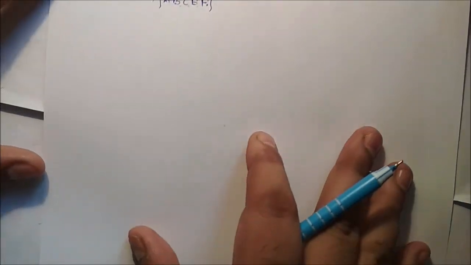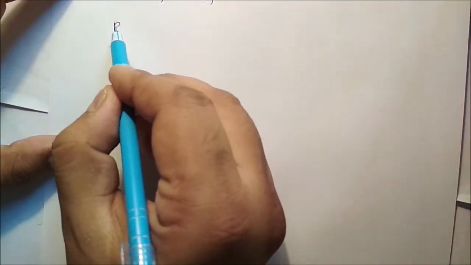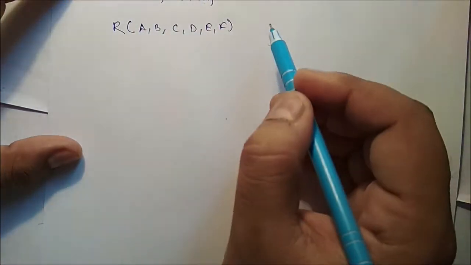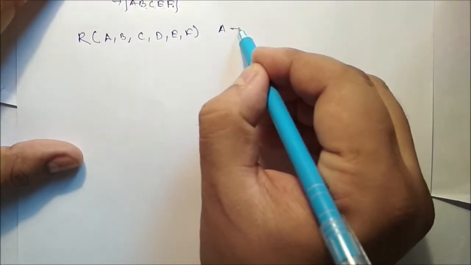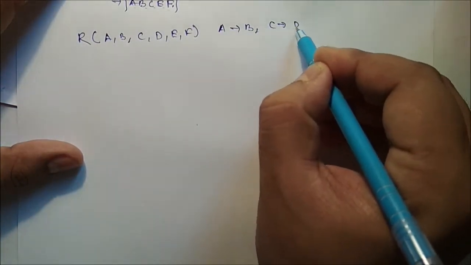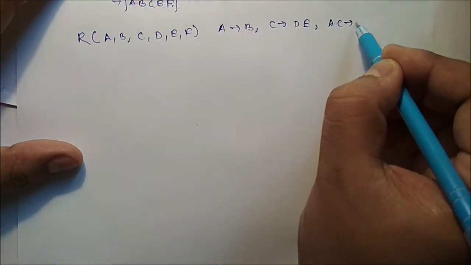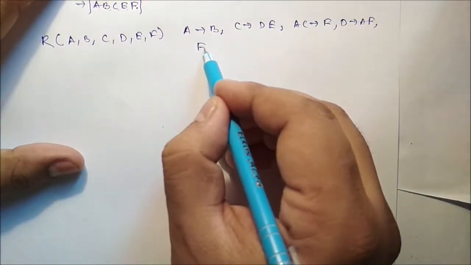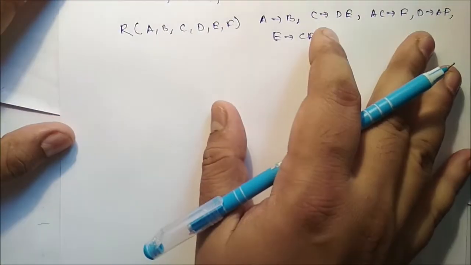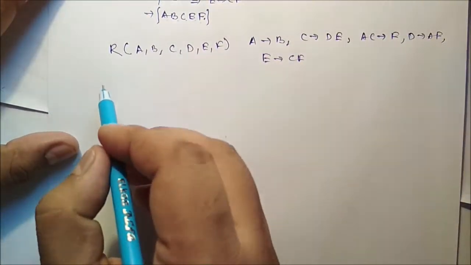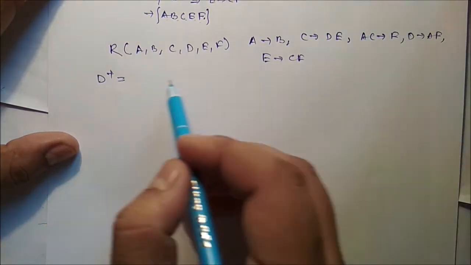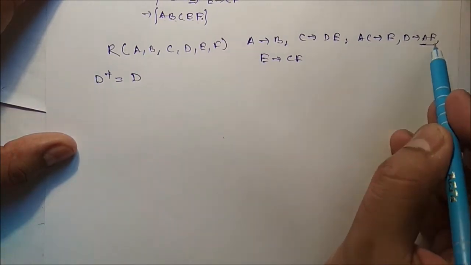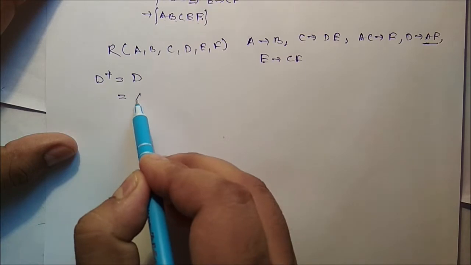Are you getting this? Now we can see another example. Suppose we have a table R and the attributes are A, B, C, D, E and F, and the functional dependencies given are A to B, C to D, E, AC to F, D to AF and E to CF. Now suppose we want to identify D closure. So using D we can identify D, self-determination. And if we know D, we can identify A and F.